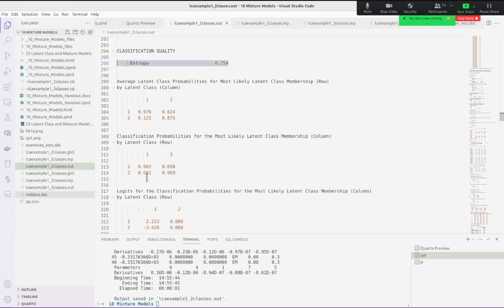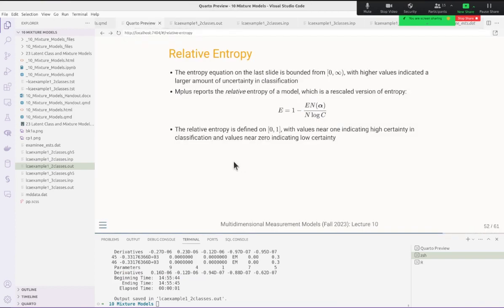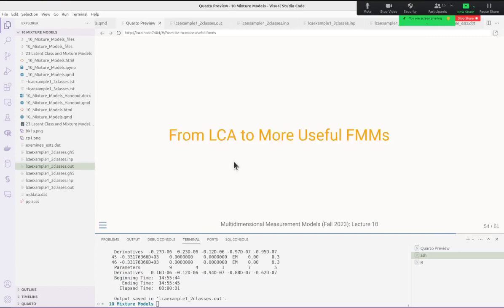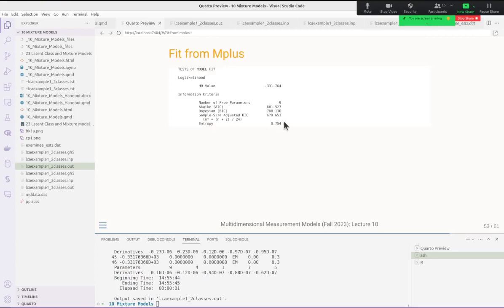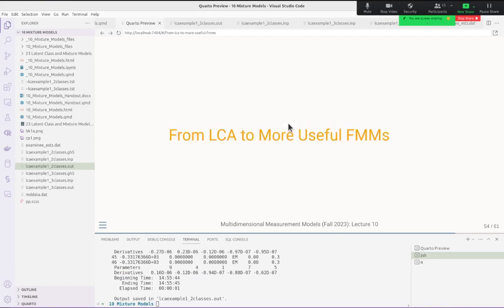Something along those lines. So entropy comes at the very end, once we know that we have a good model, and it tells us how much certainty we have in our classification. That's it. Mplus used to put entropy up under information criteria, but thankfully they've moved it. Any questions?